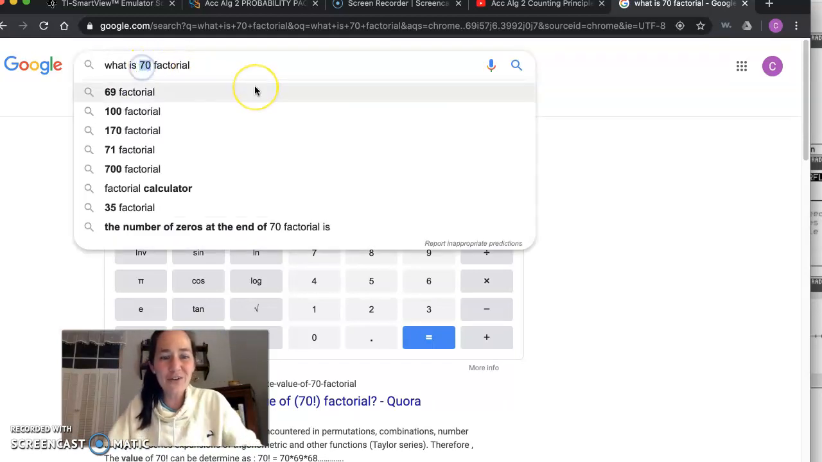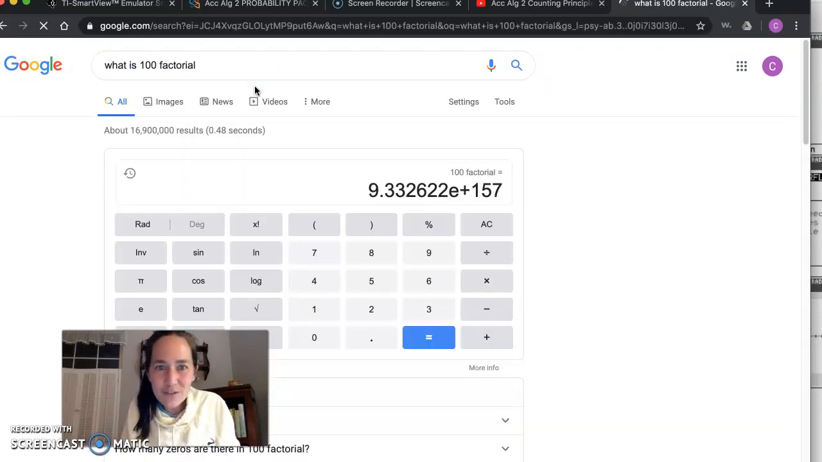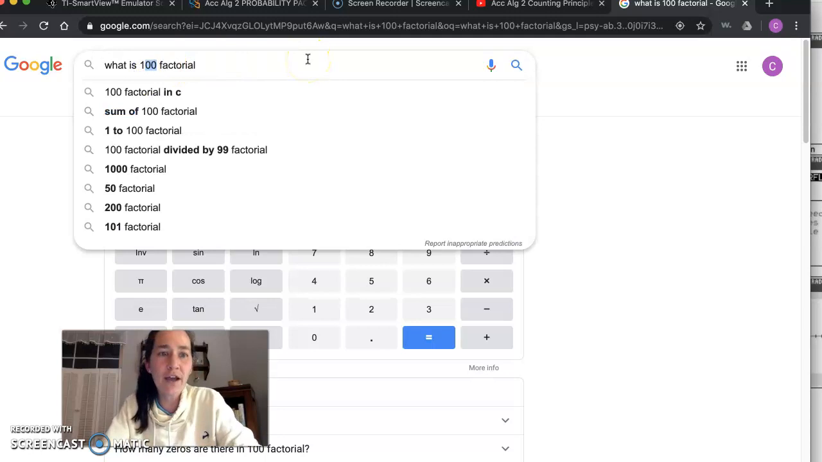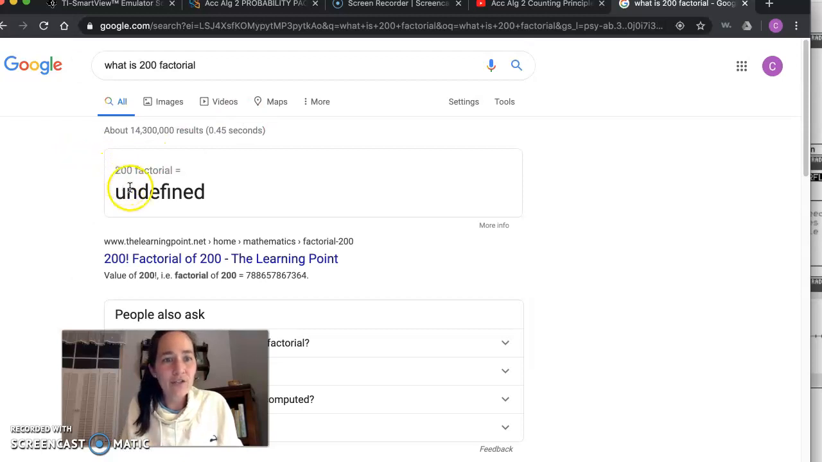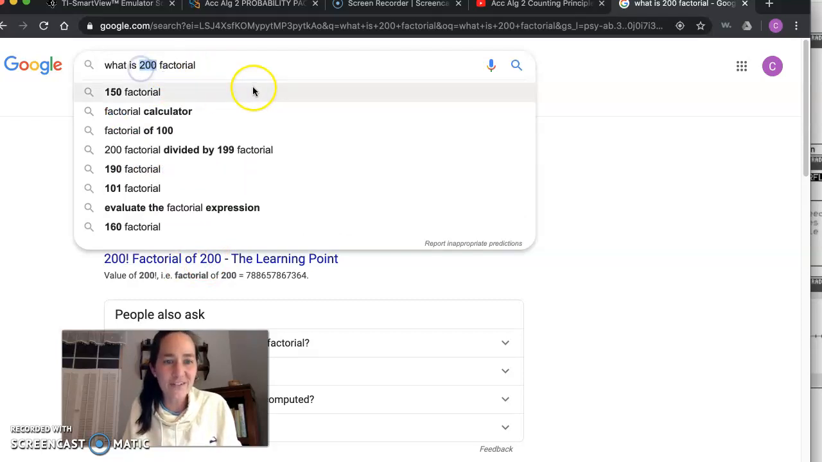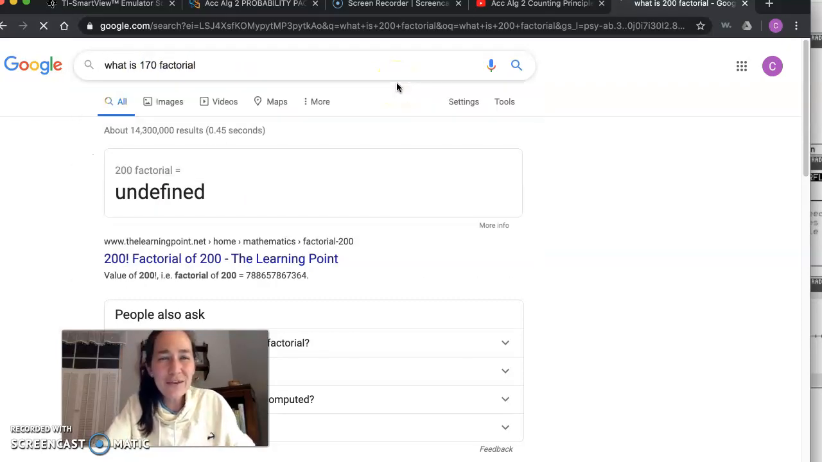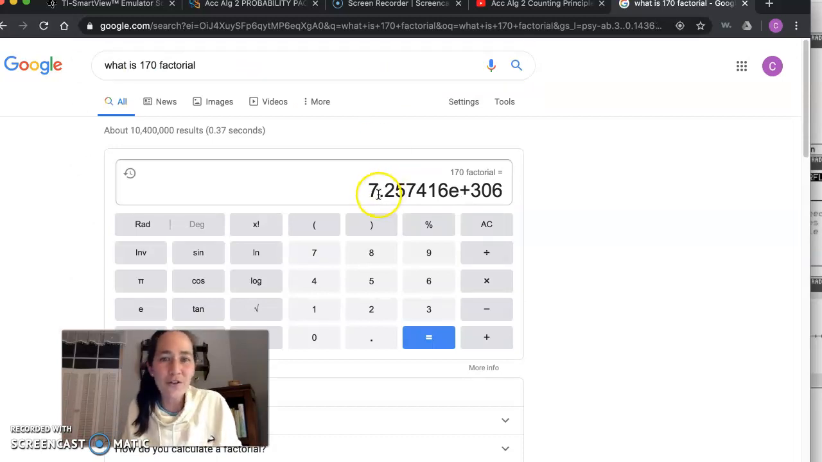Okay, should I get greedy? Should I go to 100 factorial? What is 100? Oh my goodness, 9.33 times 10 to the 157. Now, don't get too excited. If I tried 200 factorial, Google has maxed out. It just says undefined because it's such a huge, huge number. I actually sat around and did this for a while, and the highest one that I got to, I think, was 170. It gave me a quick, easy answer. Oh, you know, just 7.3 times 10 to the 306th power for a factorial. So there you go.